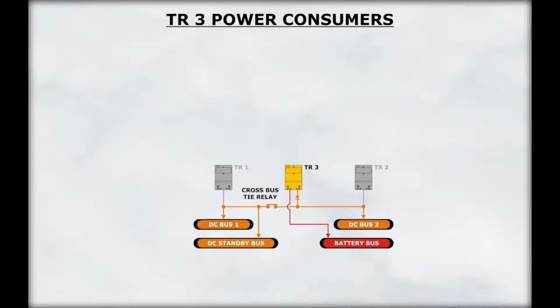TR3 is the primary source of power for the battery bus. It is also used as a backup power source for DC bus number 1, DC bus number 2, and the DC standby bus through the cross-bus tie relay. The DC circuit design is such that TRs 1 and 2 also provide backup power to each other through the cross-bus tie relay. A blocking diode prevents TR1 and TR2 from backing up TR3 to supply the battery bus.